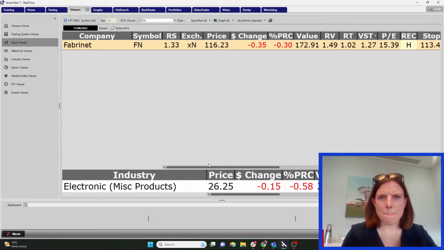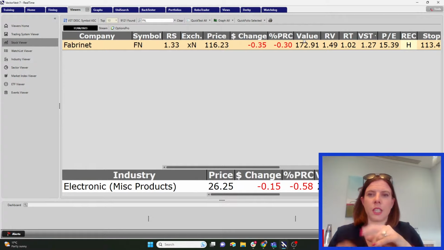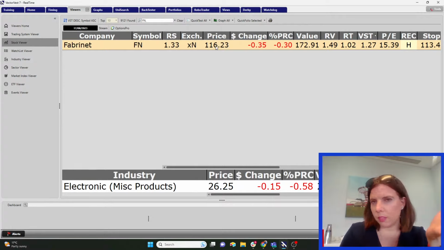A week ago, you can see here the relative value was at 1.49, relative timing at 1.02, EST at 1.27. What particularly struck me was the difference between the price and the value, because there's a significant difference between the two. Then, looking one column to the right, that aligned with the long-term price appreciation potential being significant.